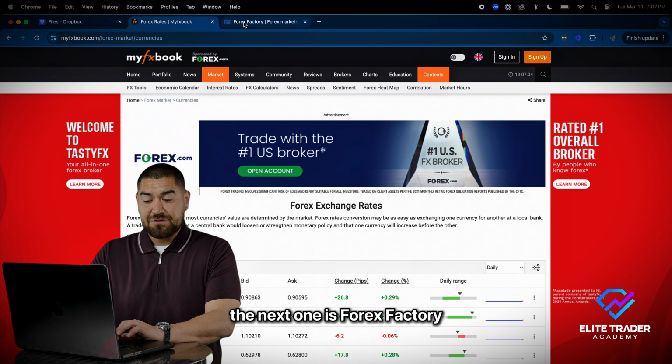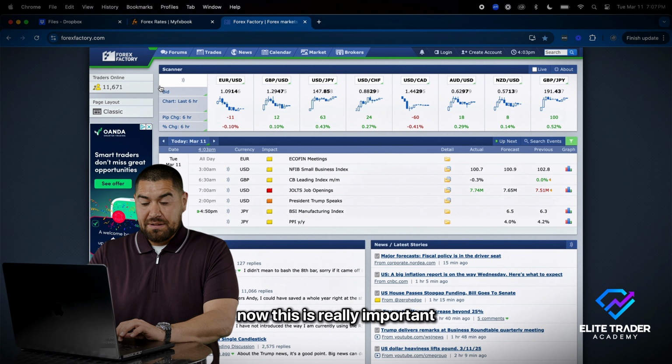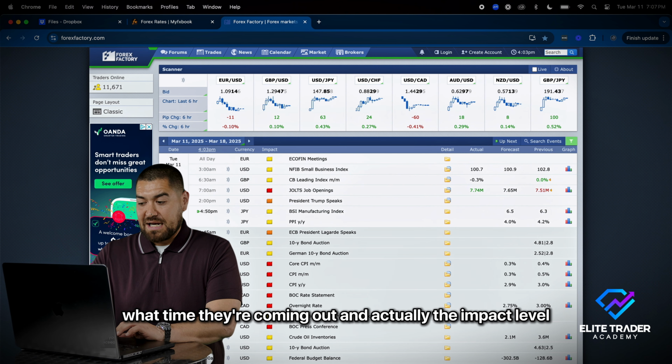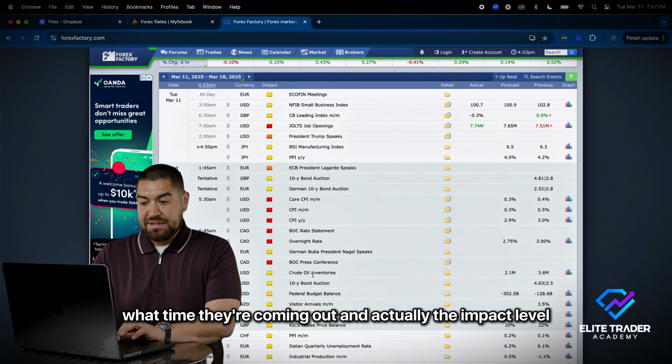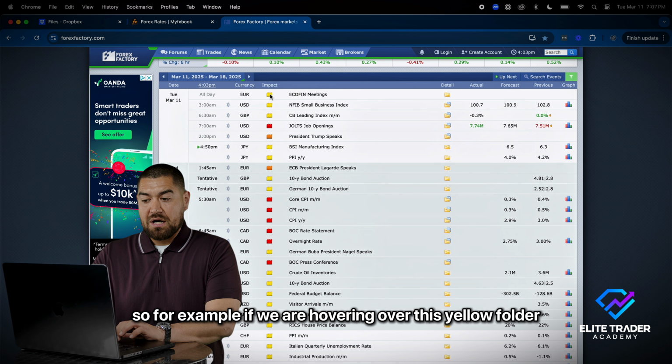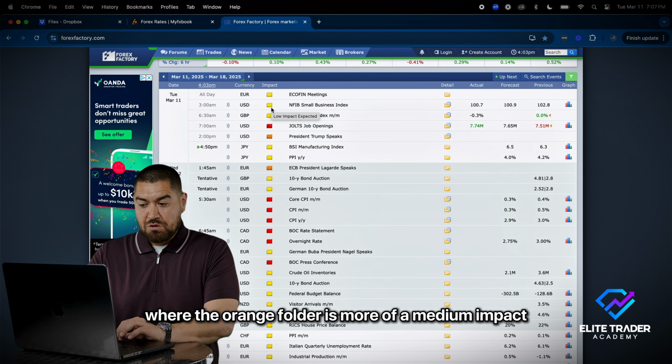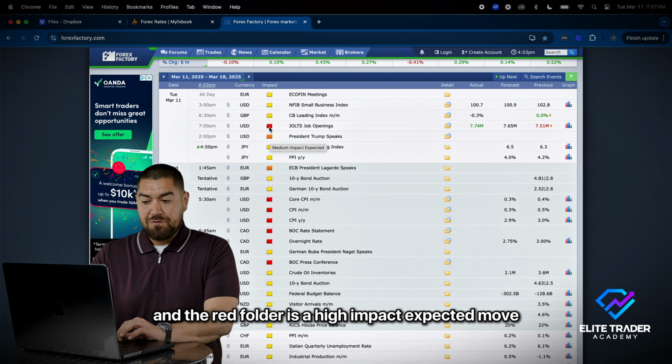The next one is Forex Factory. Now this is really important because it tells you when the news reports are coming out, what time they're coming out, and actually the impact level. So for example, if we are hovering over this yellow folder, you can see it's a low impact expected, where the orange folder is more of a medium impact and the red folder is a high impact expected move.